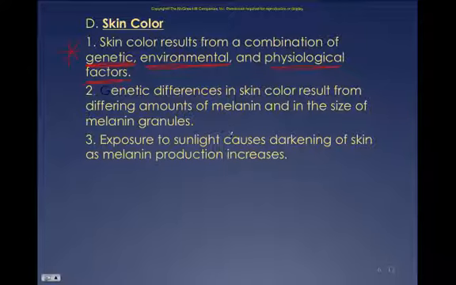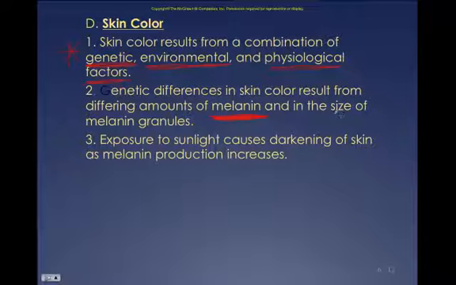However, the genetic differences come into play, and some of our melanocytes are coded to produce more melanin and some are coded to produce less melanin, okay? So obviously, if your melanocytes are producing more melanin, then you're going to produce a darker skin color.